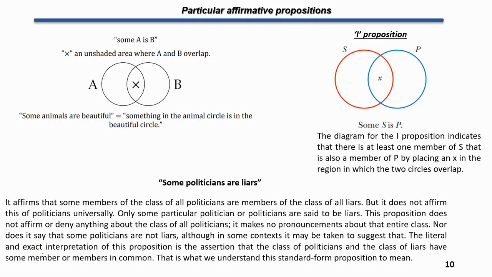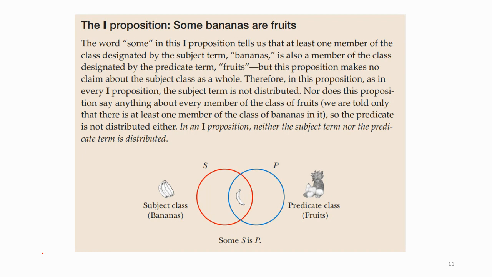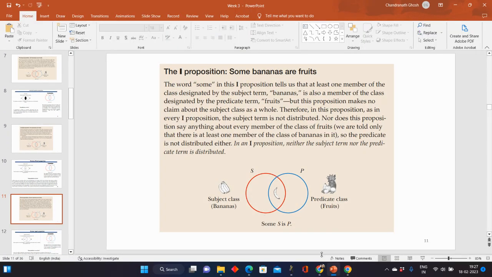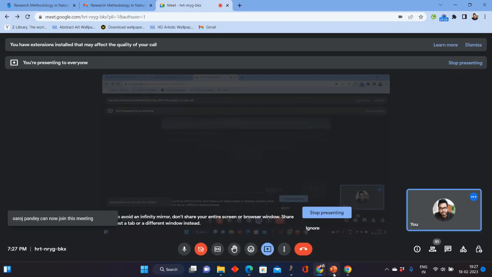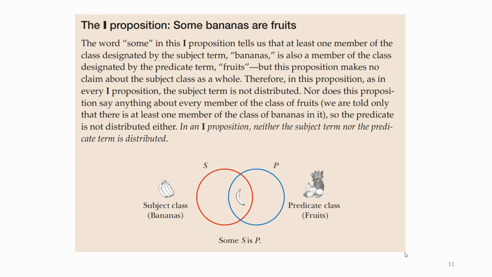Now, in the same example, some bananas are fruits. You understand, right? Some bananas are there and some fruits are there. It means some bananas come under the category of the predicate class fruit, but it does not mean that all bananas are not fruit, nor that all bananas are fruit. It is not confirming anything like that, but it is saying that there are some common portions between the subject class and the predicate class.